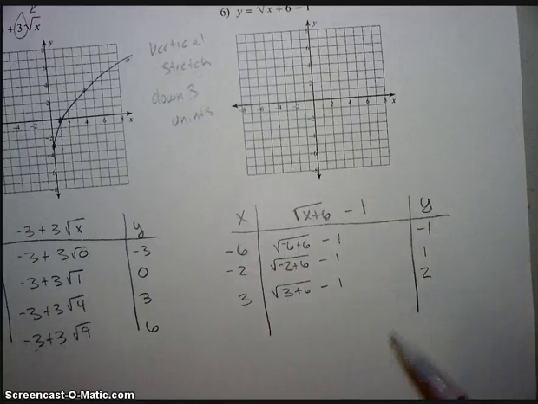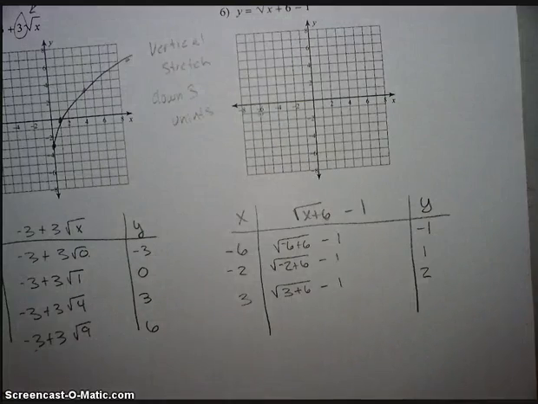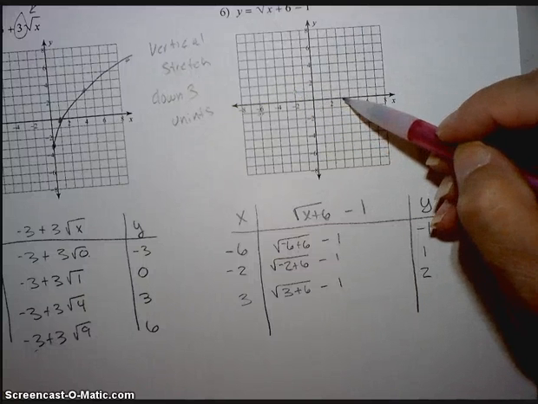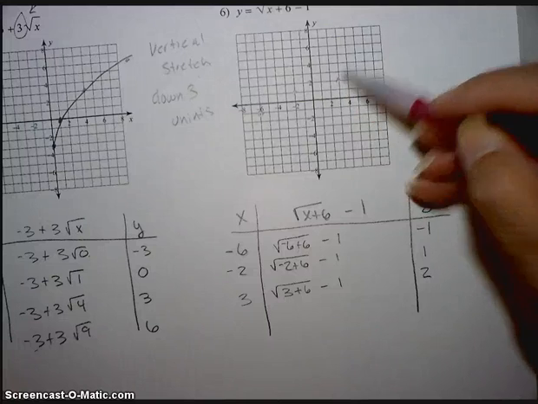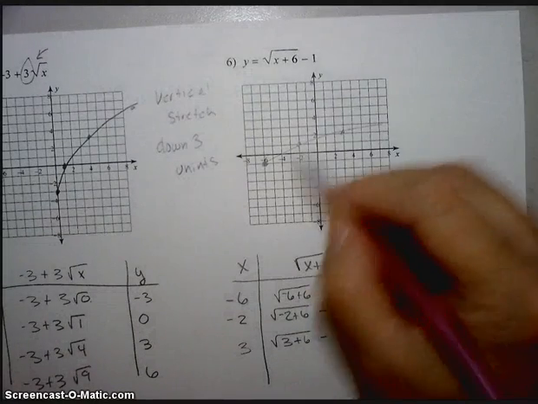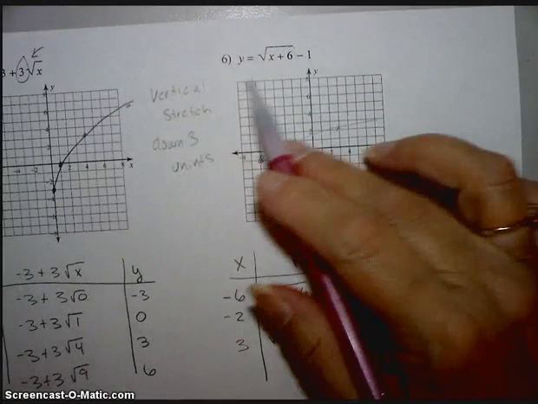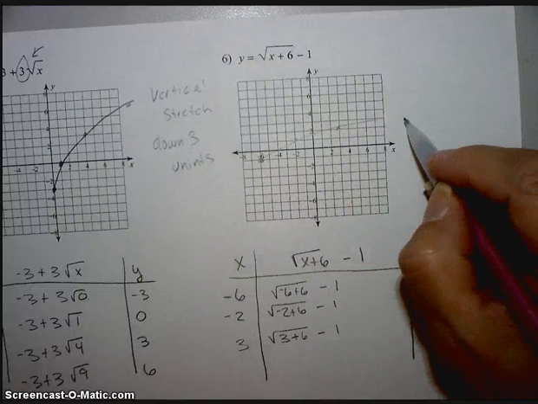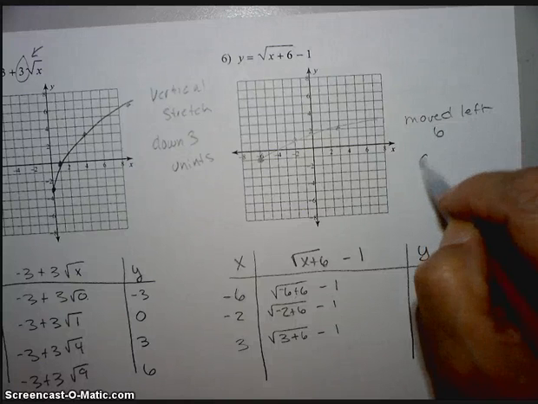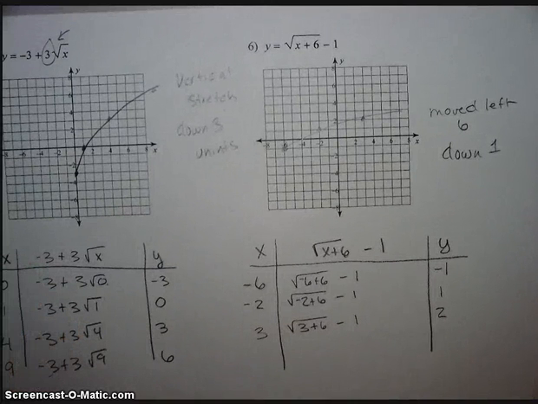So let's graph that and see if we got enough here. At negative 6, I'm at negative 1. At negative 2, I'm at positive 1. And at positive 3, I'm at positive 2. So we can get a graph going like that. Remember, when we have something underneath the radical sign, it's horizontal, and outside it's vertical. Here we would just say there's no shrinkage or stretch, and you've moved left 6, down 1. So this is the review for graphing radical equations.